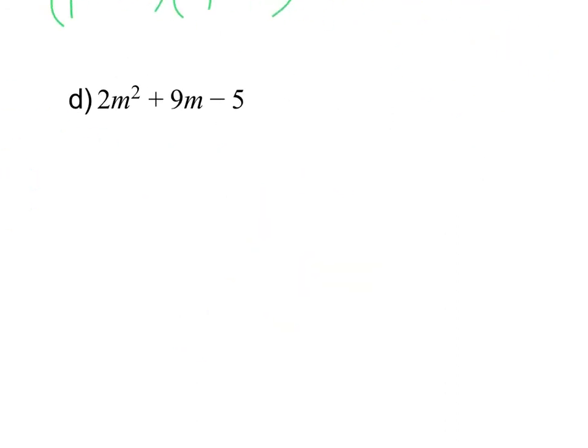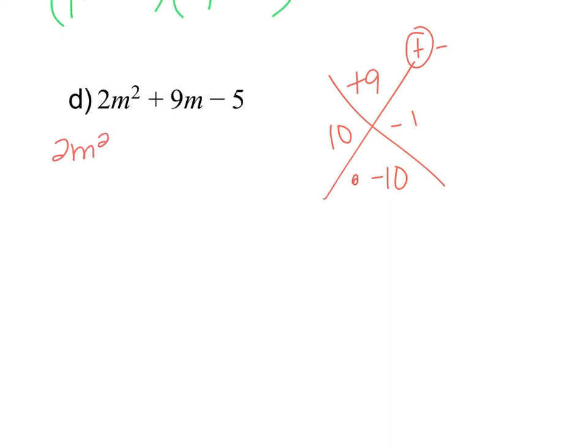Okay, letter D, so we're going to see what adds to be 9 and multiplies to be negative 10. So a positive and a negative, and your bigger number is positive. Well, that would be 10 and negative 1, wouldn't it? So factor by grouping, which is my favorite. I find this so relaxing. You're probably thinking I'm crazy, and you're not wrong, but I still love this stuff.